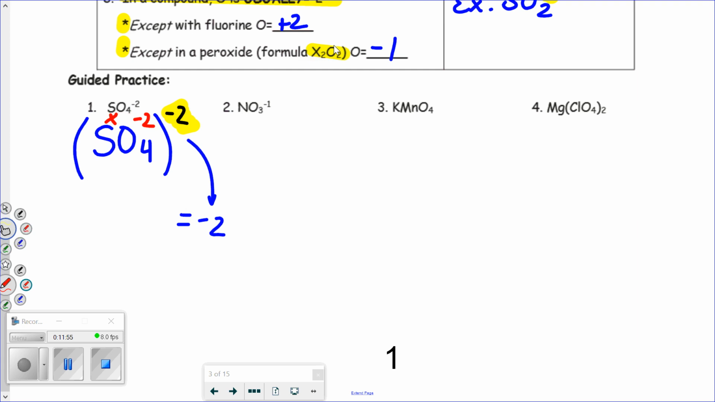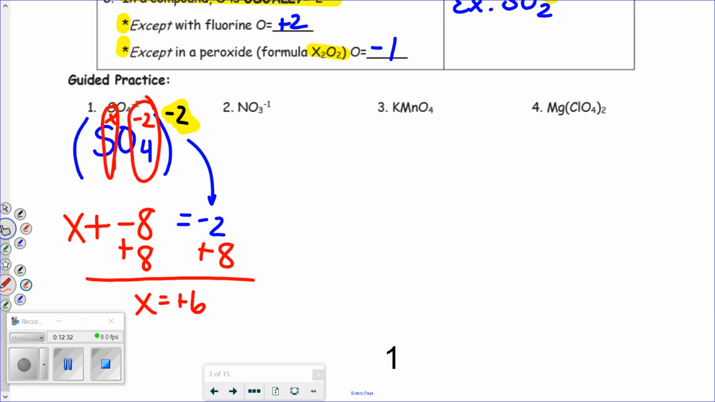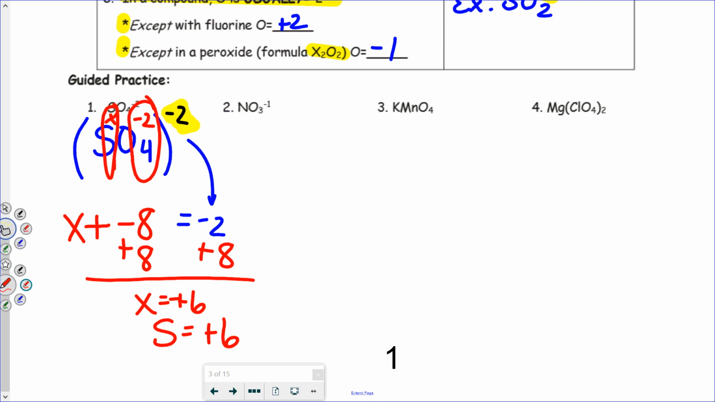Now I need to figure out what the charge of sulfur is. I'm going to put a 1 here because I only have one sulfur. I take a look at my oxygen. I have 4 of them. So I'm going to do X times 1, which is just X, plus -2 times 4, because I have 4 oxygens, each with a -2 charge, is -8. So X plus -8 has to equal -2. If I solve for X, I get X equals +6. So sulfur's charge is +6. Oxygen's charge is -2.